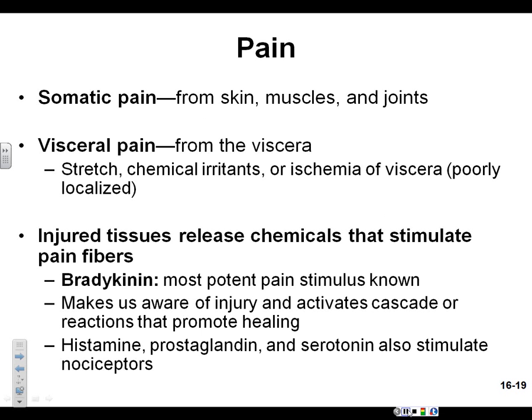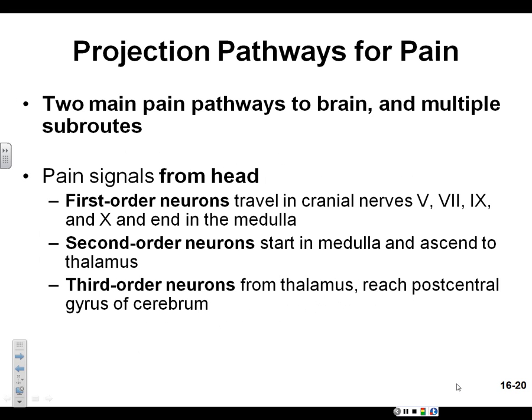Ischemia is a decrease in blood supply to an area that can cause localized tissue trauma or death. Injured tissues release a chemical called bradykinin. It can increase the pain stimulus, making us more aware of the injured site. It stimulates a sequence of events that will promote healing of that injured area. Histamines, prostaglandins, and serotonin enhance the nociceptors' response to the stimuli.